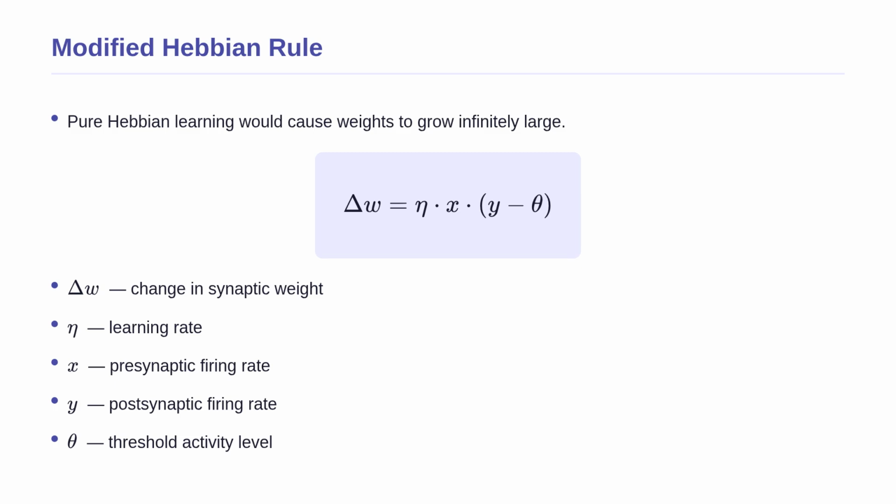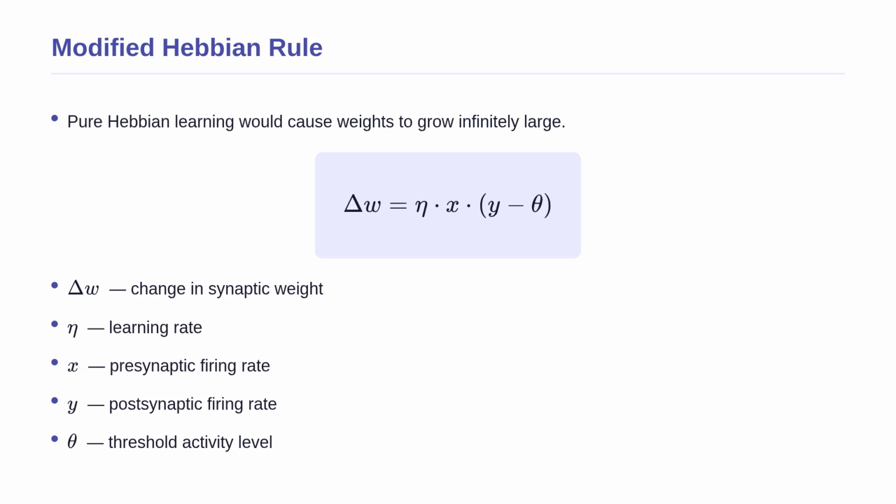This basic formula we just used leads us to an important question. What stops connections from growing infinitely strong? Pure Hebbian learning has a flaw because weights would grow forever if they only ever increased. To fix this, neuroscientists use a modified rule where the postsynaptic activity must exceed a certain threshold to cause strengthening.